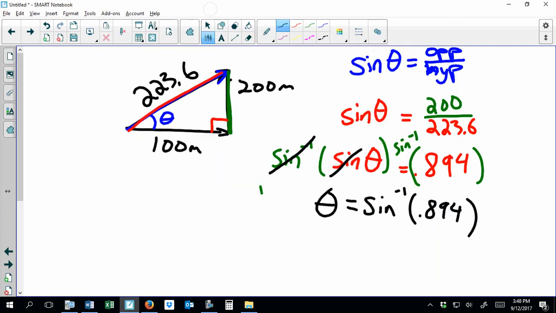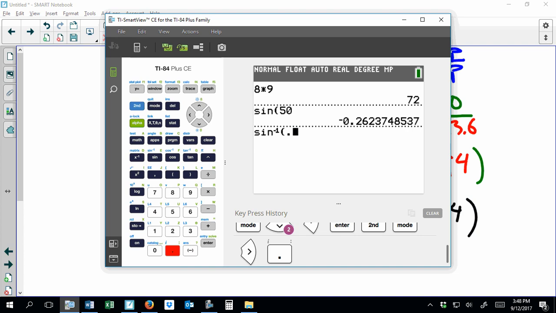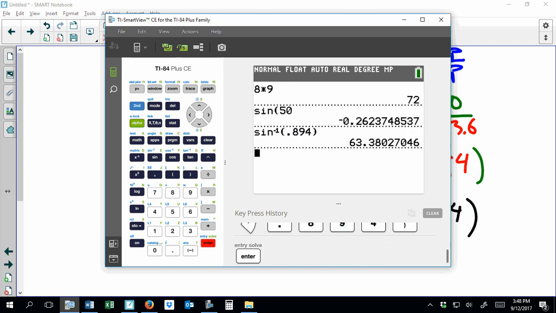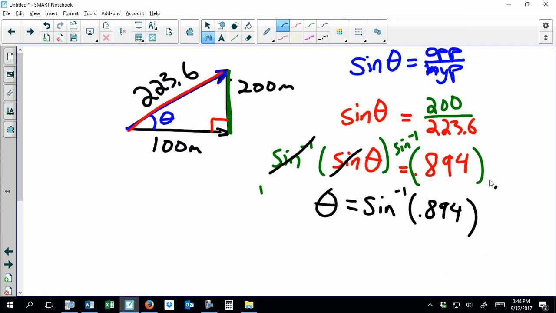So sine to the negative first of 0.894. Get back to it. So 0.894. Hit enter. I have an angle of 63.4 degrees. So theta equals 63.4 degrees. And I can double check this. If I have an angle that is bigger than 45, this opposite side here should be bigger than the adjacent, which it is. So I've got my angle as well.